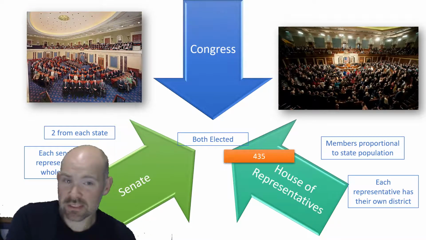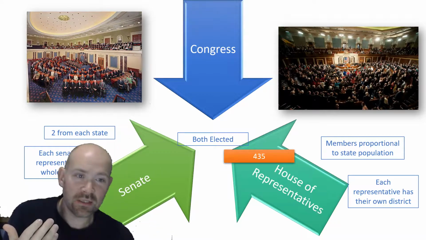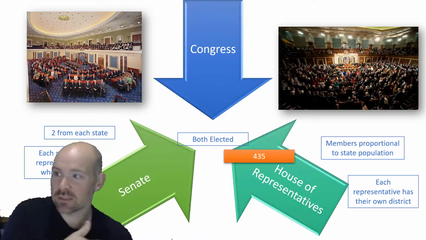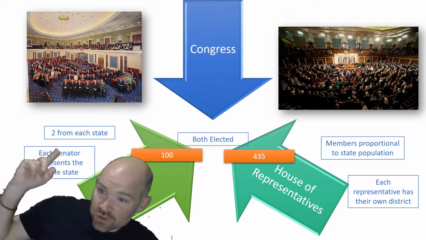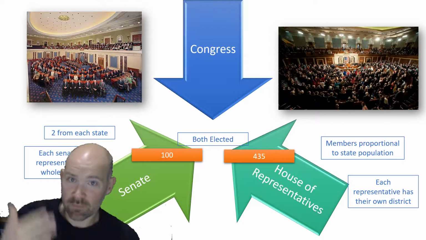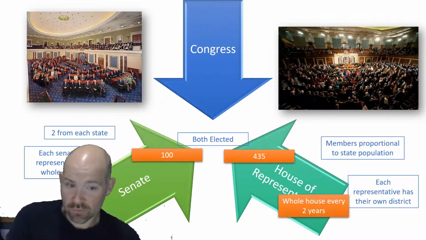Now, this also makes a huge numerical difference. There are 435 members of the House of Representatives, and you can see them there in that picture over that side. It is a huge room, and when you see things like the State of the Union address and these big groups, that's always done in the House of Representatives. The Senate is far smaller. There are only 100 of them: 50 states times 2, because there are 2 senators each. That gives you 100.